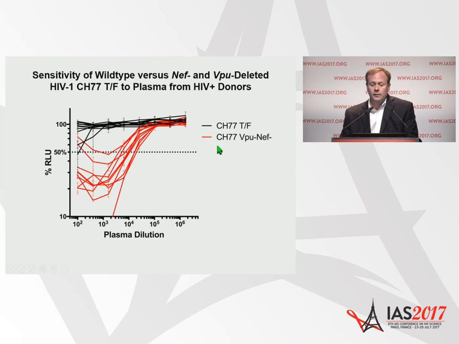Whereas the cells infected with the Nef and Vpu-deleted virus are very sensitive to killing. So again, this is reflecting, in the absence of these two accessory proteins, the inability to down-modulate CD4, which, when present on the cell surface, can induce this conformational change in envelope and expose these epitopes that are otherwise occluded in the native trimer.